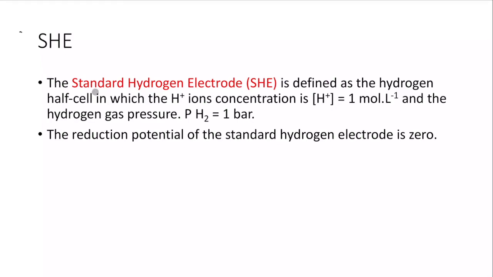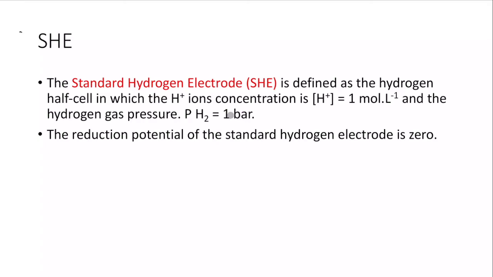And there are two conditions in the standard hydrogen electrode. The first condition is that the concentration of H plus should always be 1 mole per liter, and the hydrogen gas pressure should always be 1 bar. So the standard hydrogen electrode is defined as the hydrogen half cell in which the concentration of H plus ions is 1 mole per liter and the hydrogen gas pressure is 1 bar.